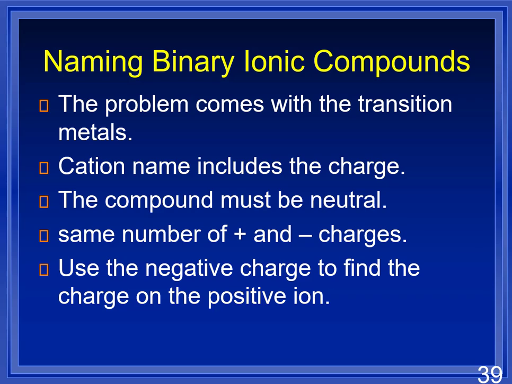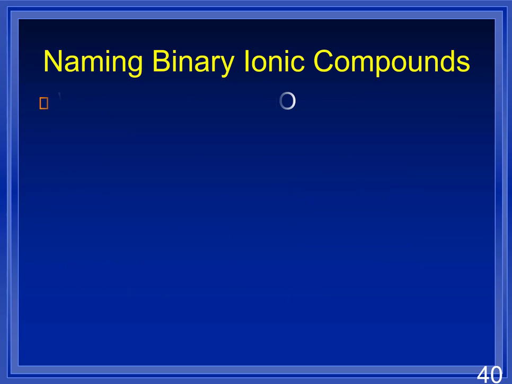Figure out how many of those pieces you need to get it to equal 0. So it's pretty simple math. Figure out the total negative. That's going to equal your total positive. Figure out how big each one is if that's the total. So let's try a few. Write the name of CuO.